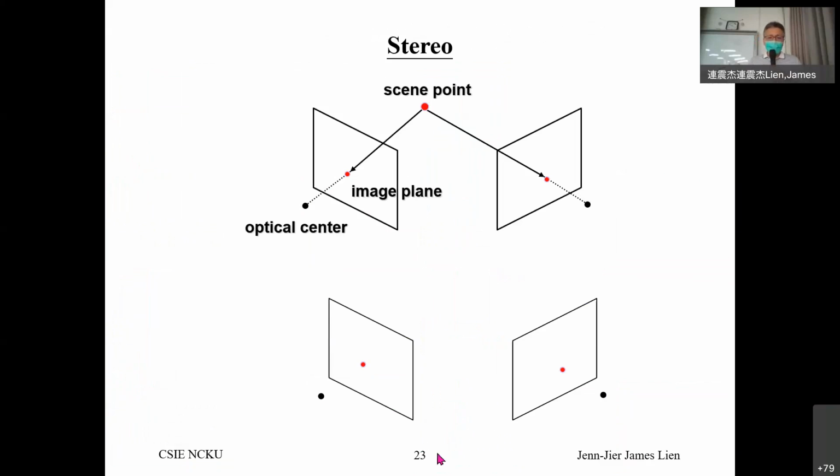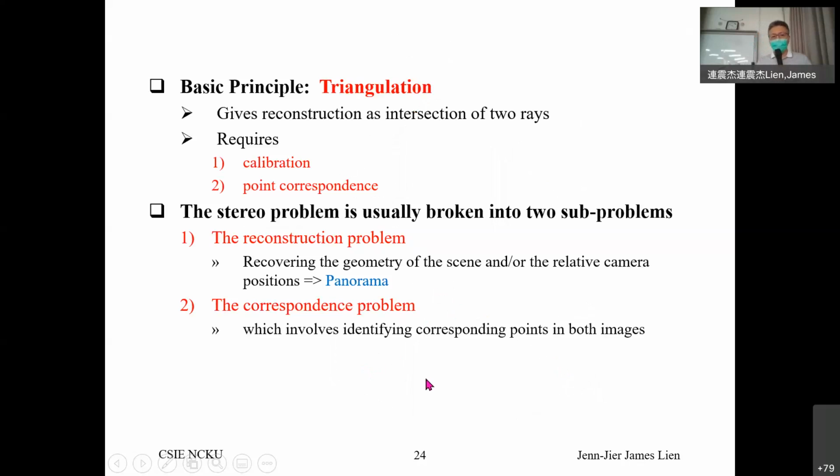The other example: suppose this is the camera center, and you try to find an object at one point here. This 3D point, if you project it to 2D, will intersect at this point. How can you find the corresponding point from left to right or from right to left? That's what we try to teach you.